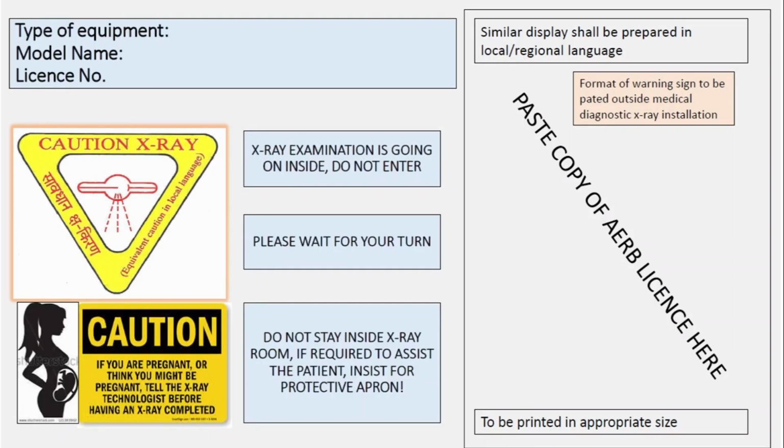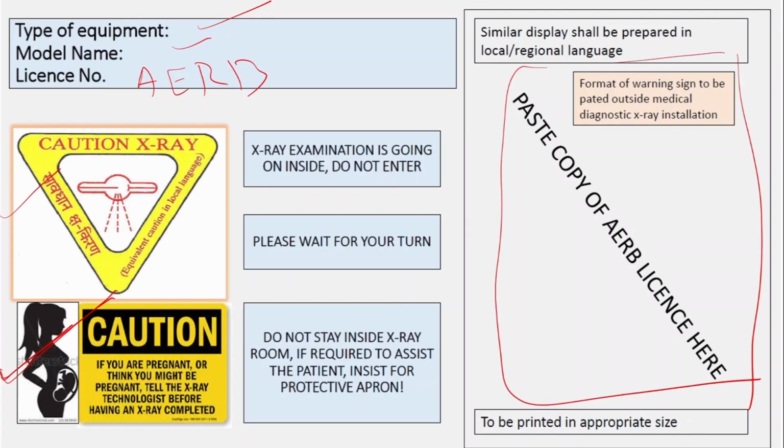Whenever you are using any radiation generating equipment, there is a standard format prepared by a regulatory body. The standard format should look like this, where you write the type of equipment, the model name of the machine, and the license obtained from the regulatory body. In our case, it is the Atomic Energy Regulatory Board, a national body, which we will understand in a future lecture. Here you must paste an inverted symbol and a symbol for a pregnant woman. This is very important: on the door of every radiation generating equipment, this kind of format should be there. Here you have to paste a copy of the license; it is mandatory to paste a copy of the license of a radiation generating equipment.